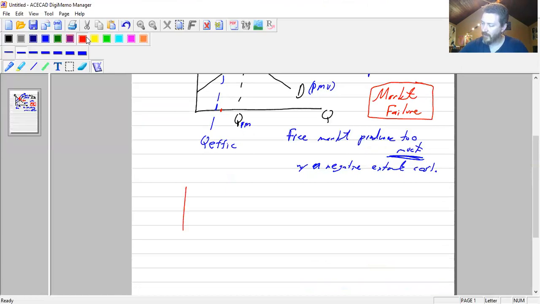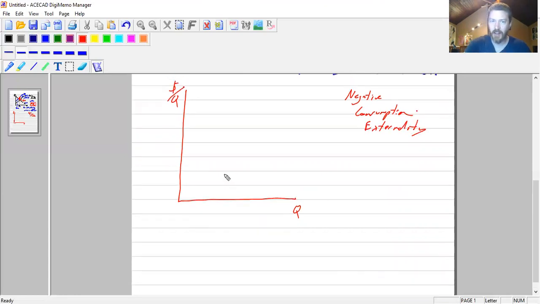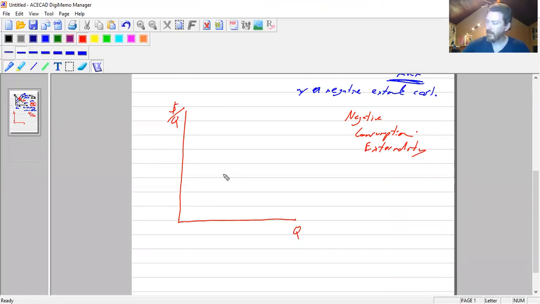We'll go through another example just for fun. This is so much fun. Second example we'll go through will be a negative consumption externality. The example that I give here is cigarette smoke.